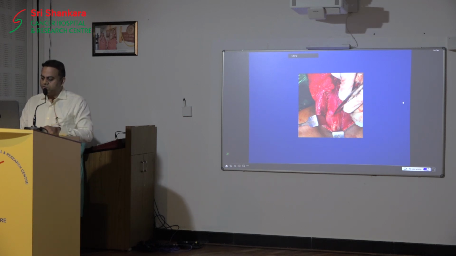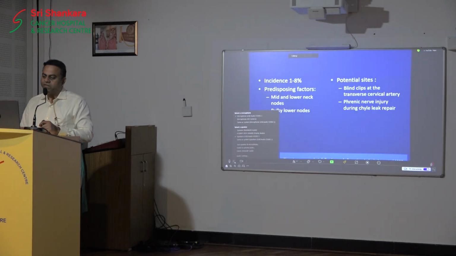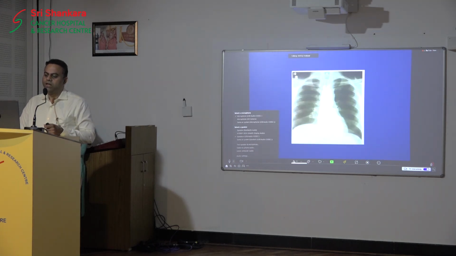So when can we injure this? The incidence is around 1 to 8%, and the injury can happen when you are tracing the ascending branch of the transverse cervical. When we mess with this, when we try to bipolarize or clip it when there is bleeding, the chances of injury are high. The same applies when you do a chyle leak repair. When you encounter the chyle leak, expose the planes properly, identify the carotid, identify the phrenic nerve, then start repairing the leak. This can be seen especially in bulky lower level nodes.